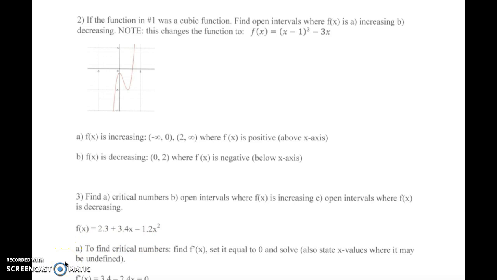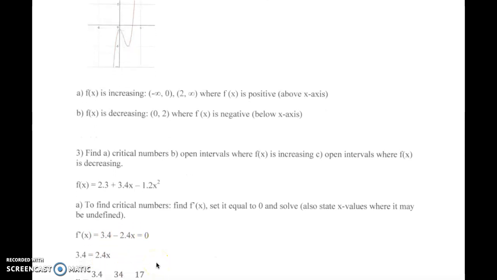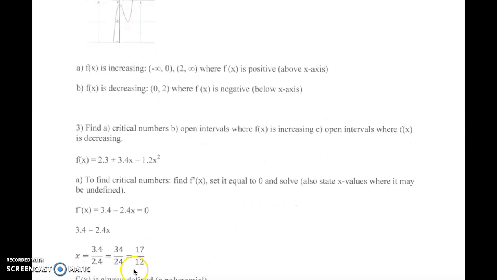So what we want to do is set it equal to 0 and solve. When we set this equal to 0, first we have to find the derivative of this function, because that is how we were told to do it. So we take the derivative. We have 3 4/10 minus 2 4/10 x, and we set that equal to 0. Solving for x, we end up with the fraction 17/12.